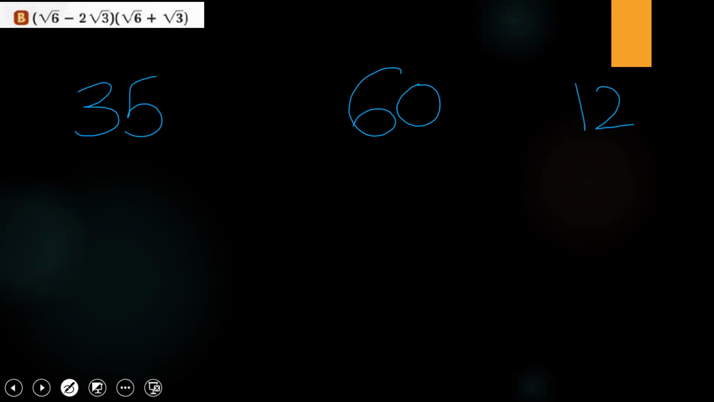If you have 60, if you have 35, if you have a number like 12 as an example, look at these numbers here. Imagine that each number is under a square root, and you want to see if you can simplify it or not.